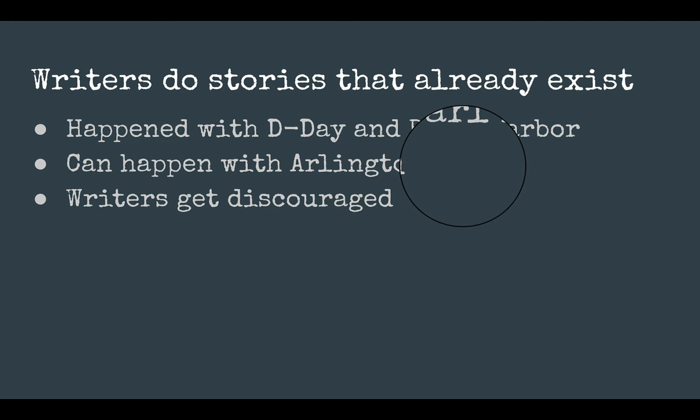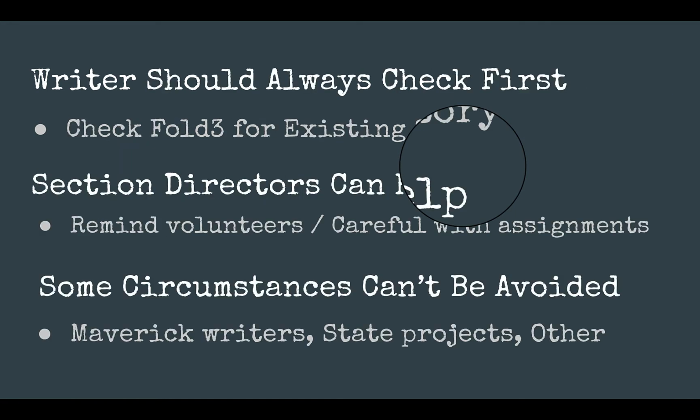We want to try to avoid a situation where someone has spent hours researching a story and then they go to save it and they notice, oh, there's already a story out there. So there's a few reasons how this is happening. The main thing we just have to stress with our writers is that they always need to check first to see if a story already exists on Fold3.